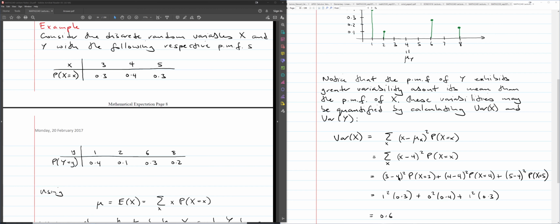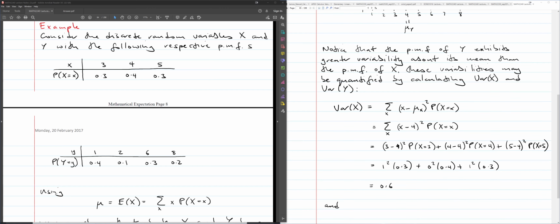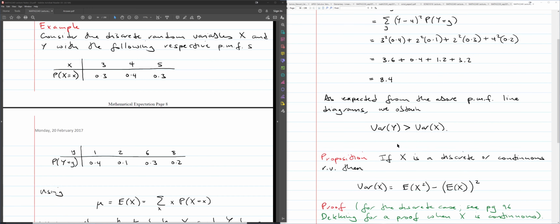Okay, so 3 minus 4 squared gives me 1 squared times the probability, which is 0.3. The 4 minus 4 squared gives me 0 squared, which is 0, times the probability X is equal to 4. And then 5 minus 4 squared gives me 1 squared times the probability when X is equal to 5, which is 0.3. So the variance of X is the sum of these, and the variance of X is equal to 0.6. Okay, so let's also work out the variance of Y.